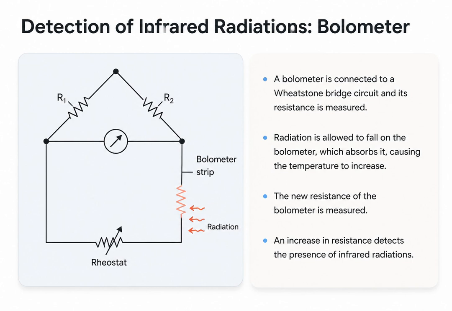A bolometer features a thin strip of material connected to a Wheatstone bridge circuit. First, we measure its baseline resistance. Then we expose the strip to radiation. As the strip absorbs the infrared energy, its temperature rises. Because electrical resistance changes with temperature, the Wheatstone bridge detects this new higher resistance, confirming the presence of infrared radiation.